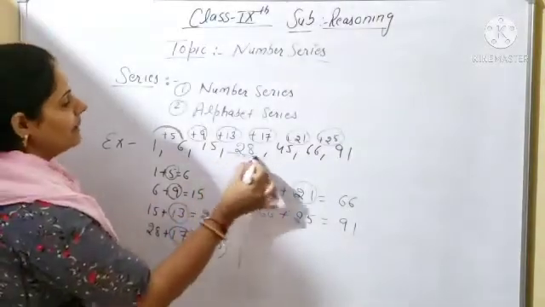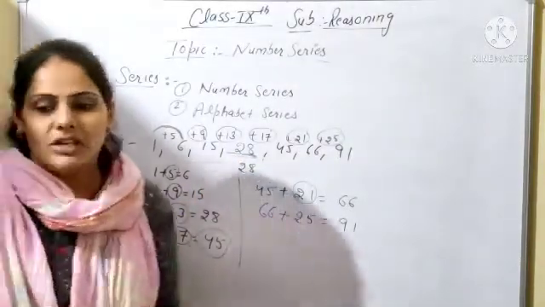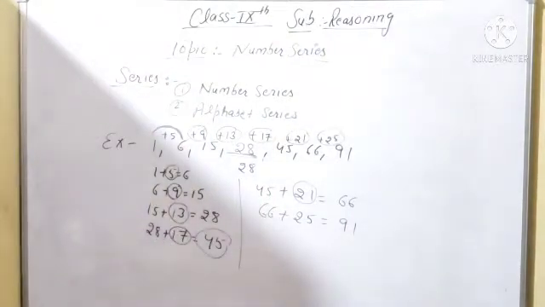So what will be the number? It will be 28. Is it clear? So like that you have to follow the pattern.